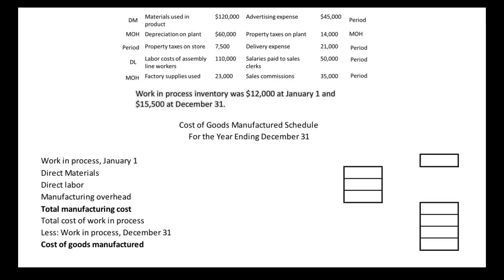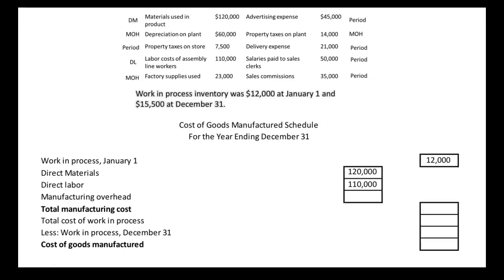Now that we have all that figured out, we can work through our cost of goods manufactured schedule. So you can see the first line is work in process on January 1st. Well, we were told that that was $12,000, so we'll just toss the $12,000 in there. Direct materials, that was our $120,000. Direct labor, that was our $110,000.